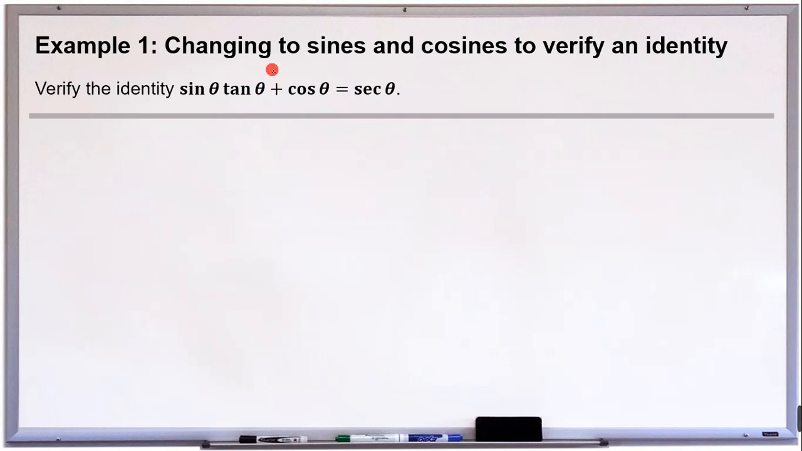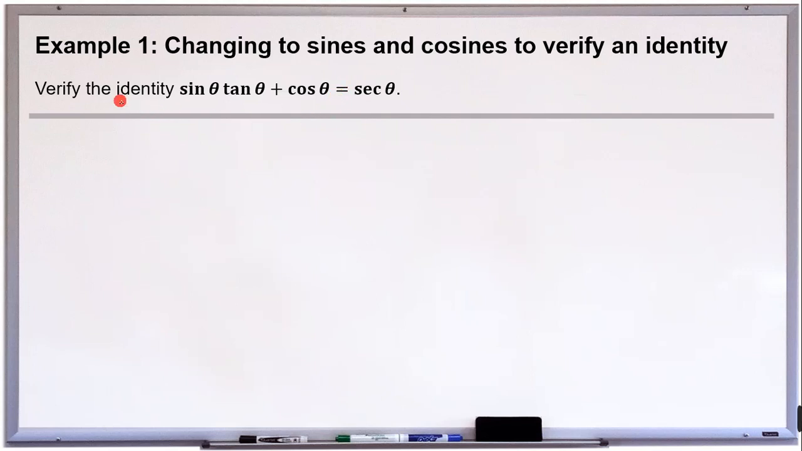This is all about changing to sines and cosines to verify an identity. So this is the first step. You must transform those reciprocals of our three basic identities: the sine, cosine, and tangent. So the reciprocals are the cosecant, secant, and the cotangent. You're going to change those in terms of sines and cosines. Even tangent, we can rewrite in terms of sines and cosines.